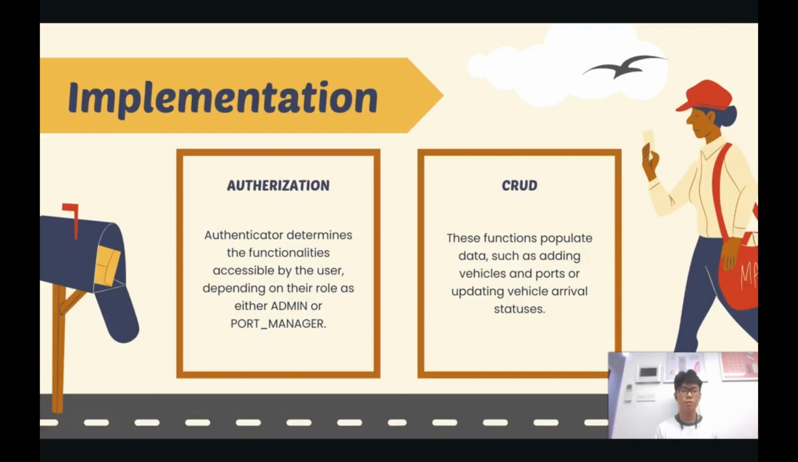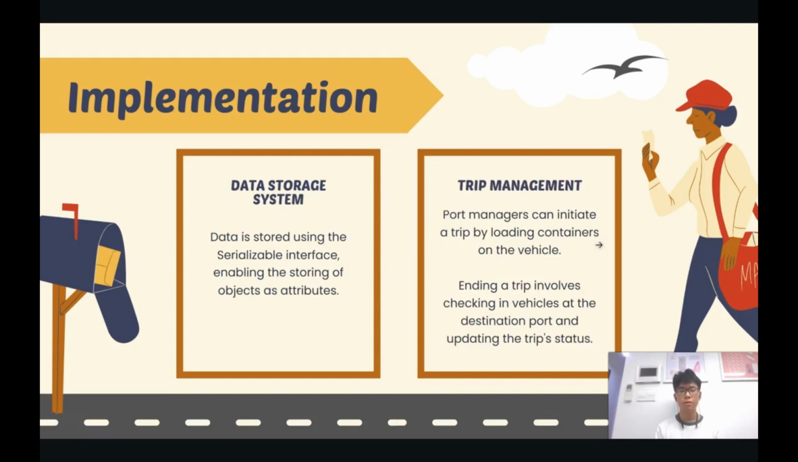For the authorization, we have an authenticator class, which determines if the functionality is accessible by the user. The CRUD is used for populating data, like adding vehicles, ports, or updating their status. For the data storage system, the data is stored using the serializable interface, which stores all of the objects' details into the TXT files. For the trip management, the port managers can initiate a trip by loading containers onto the vehicles, and they can also end a trip by checking the vehicles at their specific port.